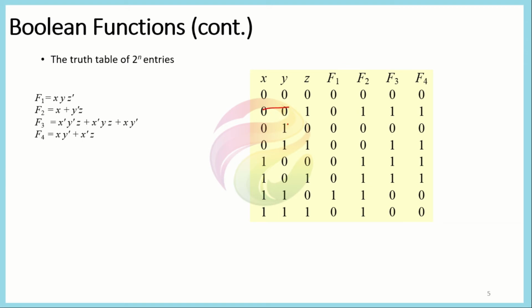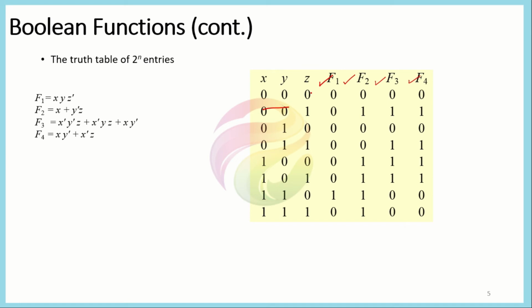First one, second one, third, fourth, fifth, sixth, seventh, up to 8. So we have written here all these combinations. And now what we will do is we will be calculating the terms here, like the first function f1, then we will be calculating f2, then f3, and f4. For f1, when we are calculating, we have all the terms available, x and y is available, and we have to take the z complement and then AND all the terms.